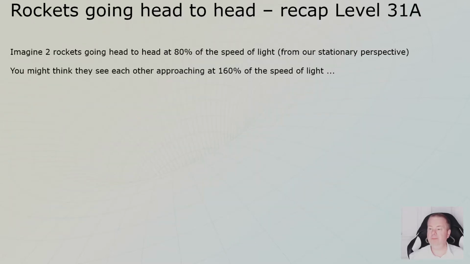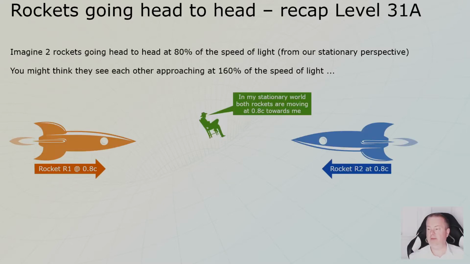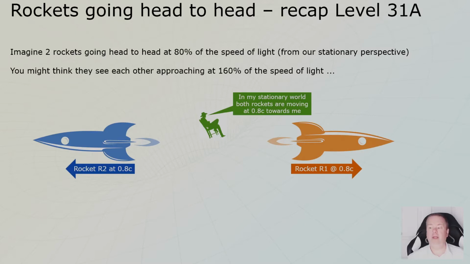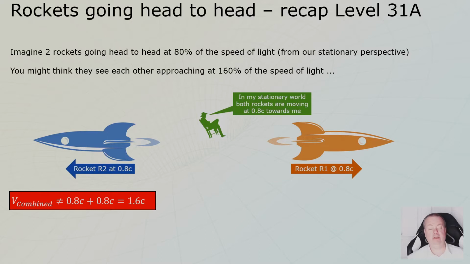So in the A level, we imagined two rockets going head to head at 80% of the speed of light. This was the setup. We are the stationary person in green. We see both rockets moving at 80% of the speed of light. They're going head to head, and our intuition will probably tell us that the person in the blue rocket will see the other rocket coming in at 1.6 C. And the same around: the one in the orange-brownish rocket will see the blue rocket coming in at 1.6 C, because we just add those together. This is what we do in everyday life.